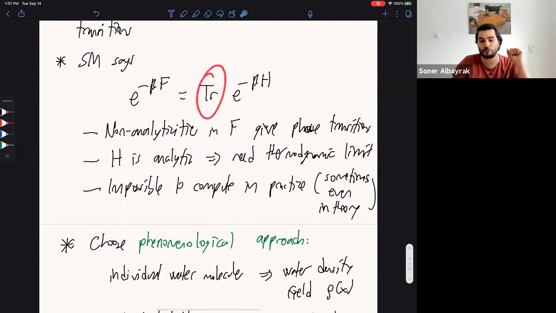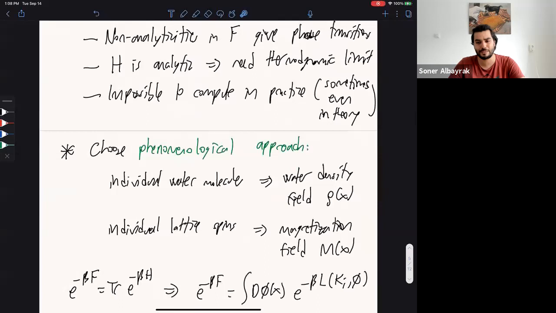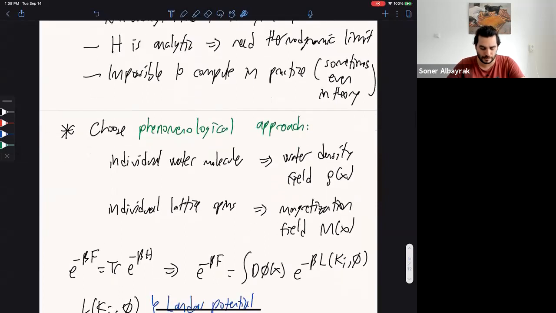That means this trace needs to be over infinitely many degrees of freedom. And in statistical mechanics, this is basically the thermodynamic limit. So we need to take thermodynamic limits to understand phases and so on. We also mentioned that this is very hard to do and almost impossible to compute in practice. In fact, it's sometimes even impossible in theory, and this is related to the undecidable nature of the mathematical problem. We talked about this yesterday. Please see my notes for further details.